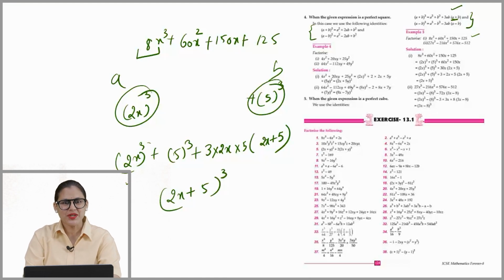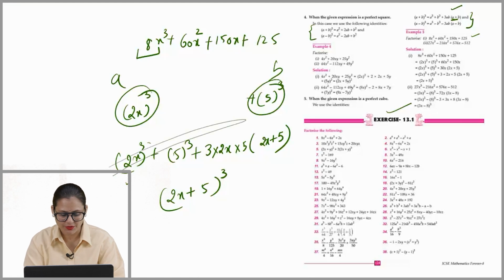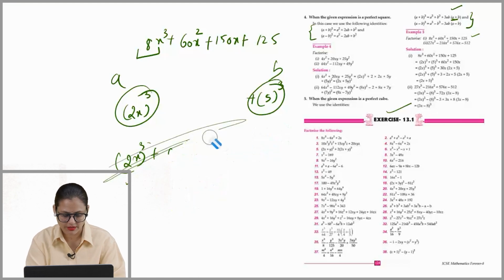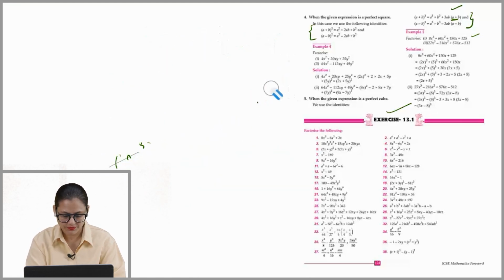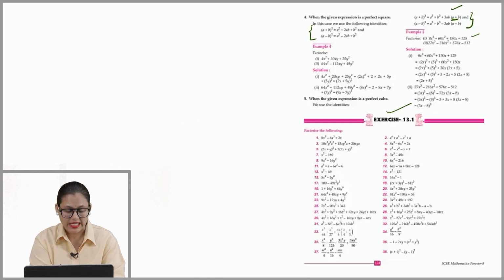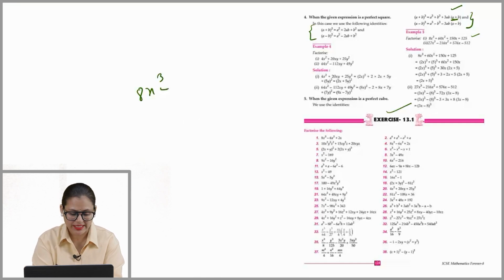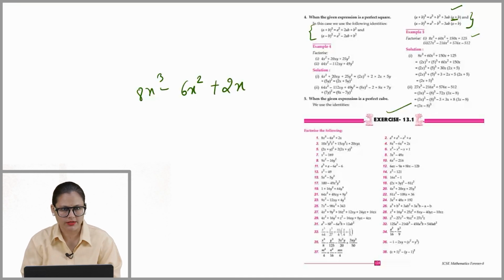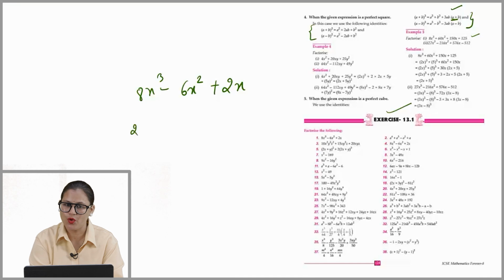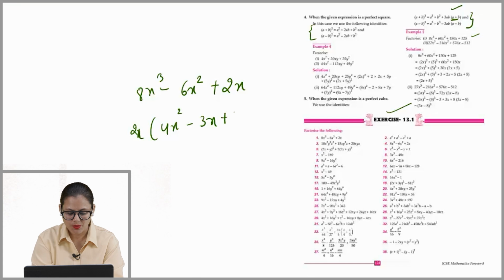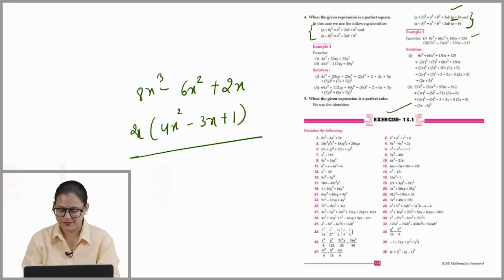Right. Now, let's do exercise 13.1. We have to factorize the following. Let's factorize 8x cube minus 6x square plus 2x. So, what is the common factor? 2x, obviously. So, we will write here 2x(4x square minus 3x plus 1).